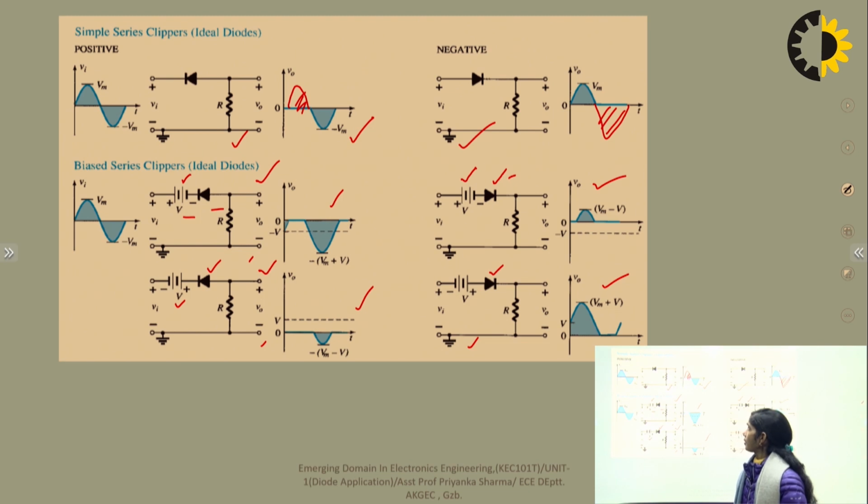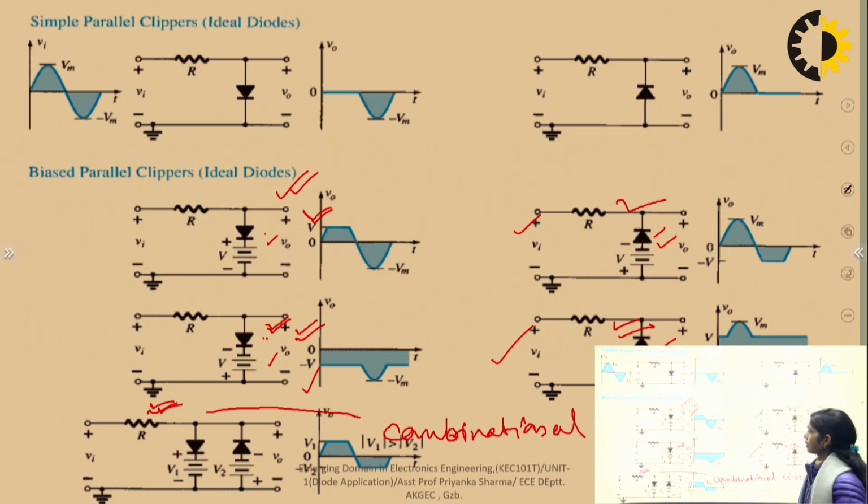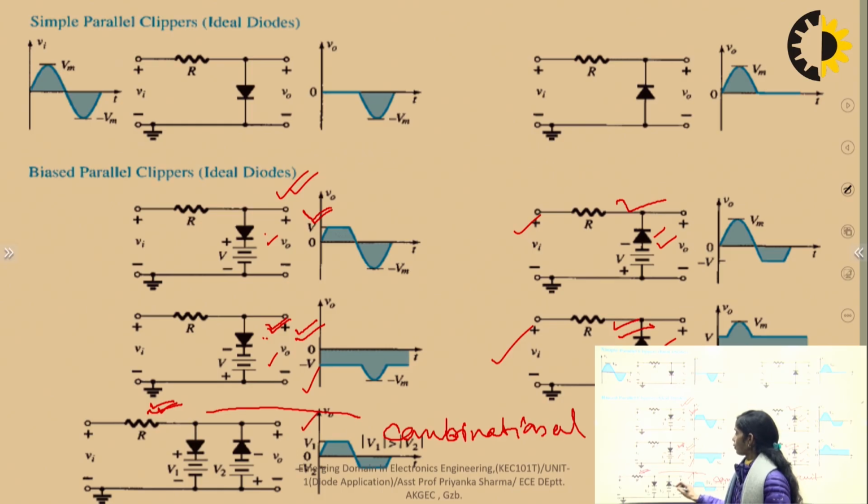So accordingly, again, same as the biased series clipper, we have different configurations of parallel clipper also. So we had taken this configuration. Similarly, we can have another 3 configurations with diode position same and battery terminal reversed. And here battery terminal is reversed and diode position will also be reversed. Here the diode is reversed and battery terminal is reversed. So we have 4 different configurations here. And at last, we have the combination of 2 parallel clippers, which is called combinational clippers.